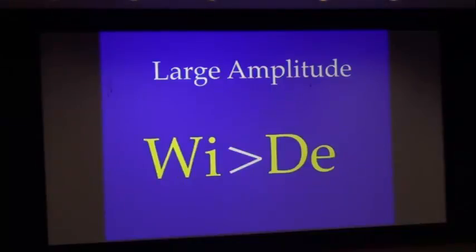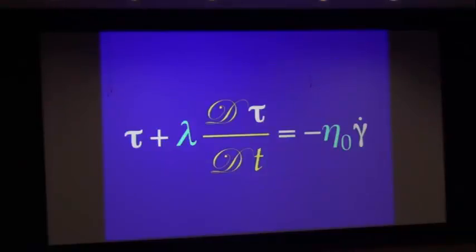So, large amplitude in a dimensionless sense means that the Weissenberg number will be greater than the Deborah number, or that the nonlinearity will be more important than the elasticity. And then here is my co-rotational Maxwell model. I won't go into the details of this derivative here. I wanted to give you the big picture, though, that we're letting the reference frame co-rotate with the fluid element. That's our point of view.